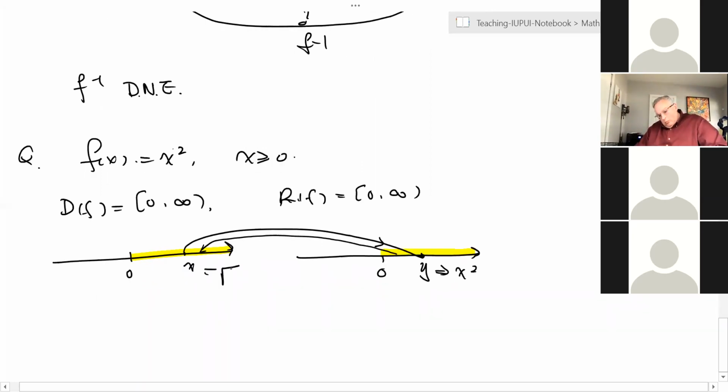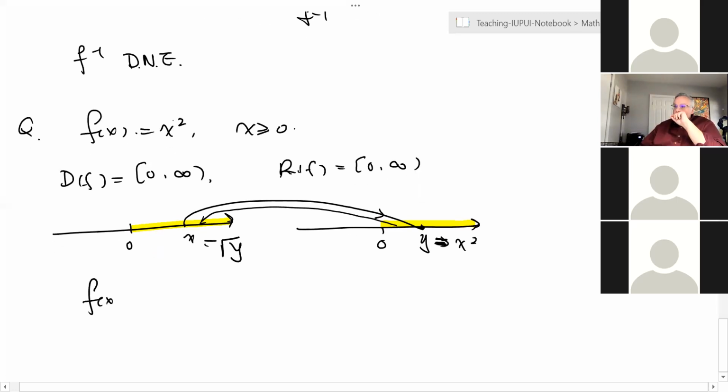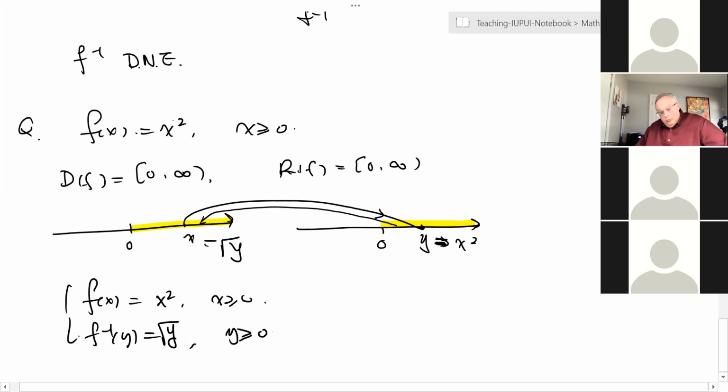How can I get it? X is going to be the square root of y. And it's because we already assume that x is positive. So you just solve for x in terms of y, and we know x is positive, so there's a unique solution for x. So f of x is going to be x squared with x greater than 0, and the inverse is going to be the square root of y, with y greater than 0.